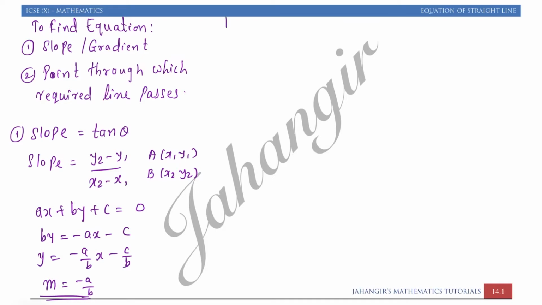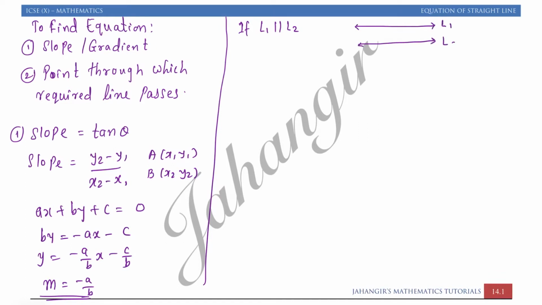Second part, if two lines are parallel, if L1 is parallel to L2, just like this, then the slopes of both lines are equal. So we can say therefore M1 is equal to M2.